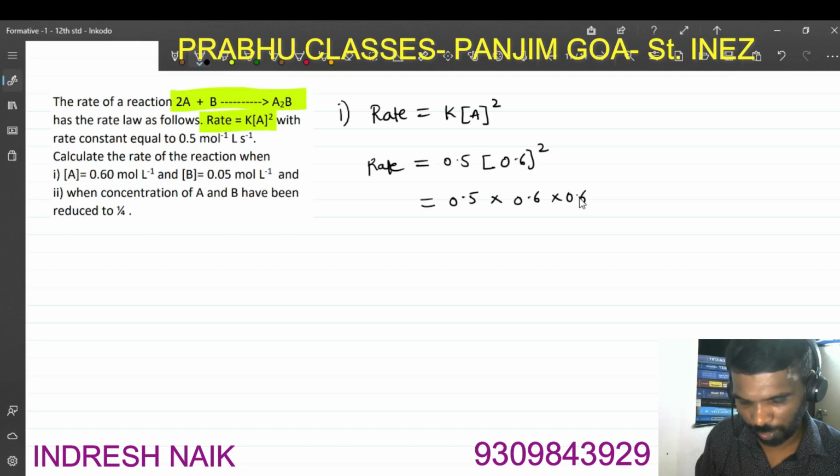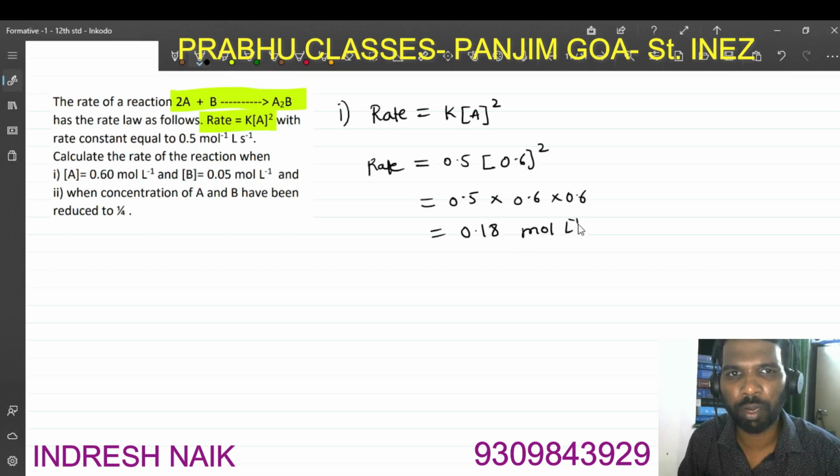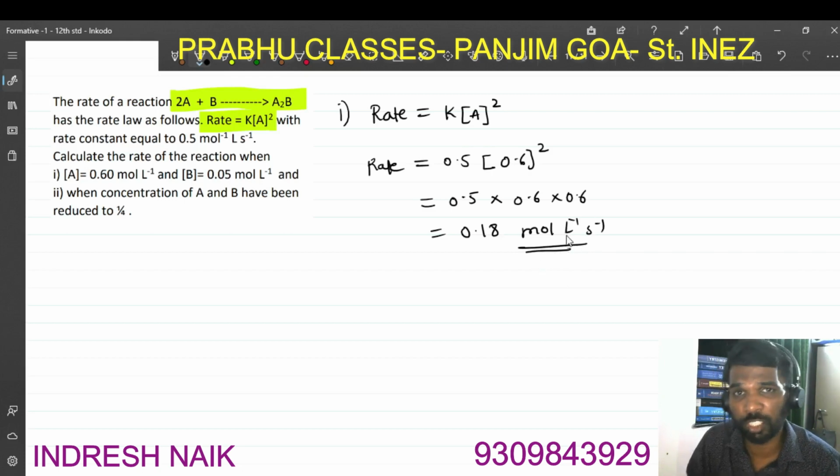So 0.5 multiplied by 0.6 multiplied by 0.6, right? So this answer is 0.18. What would be the units for this? Units should be moles per liter per second. Remember, whether it is first order, second order, or zero order, the unit of rate is never going to change. It is always moles per liter per second. The unit of the rate constant is what is going to vary. Remember this.